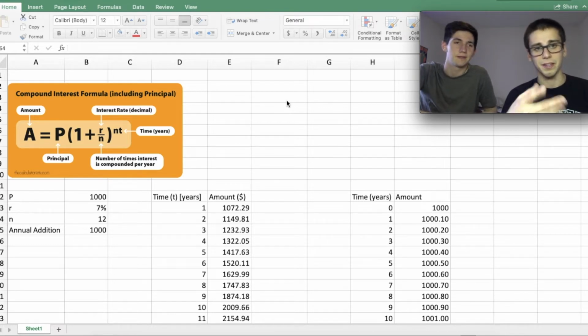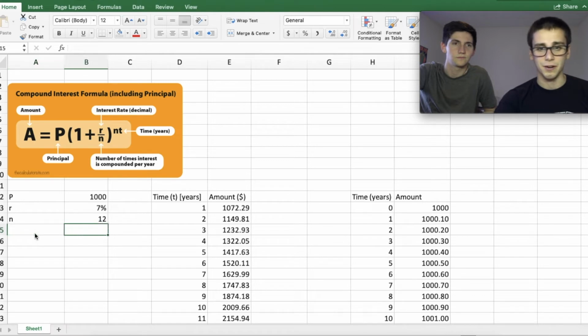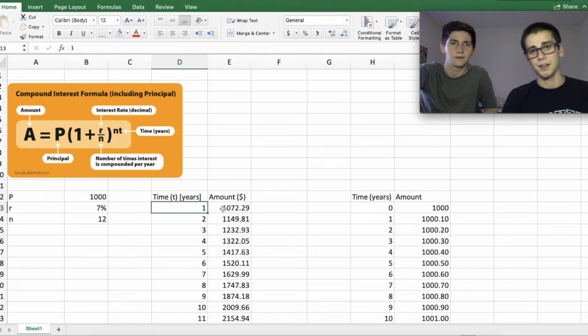Yep, and then the number of times that we're going to be compounding it a year is 12 times, so every month it's going to be compounded. We actually did not include the annual addition in this formula, so I'm just going to remove that right here. But as you can see, after your first year, you're going to make $72, so that's about 7%, which makes sense because our rate was 7%.